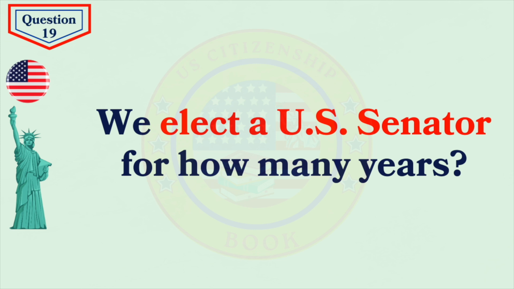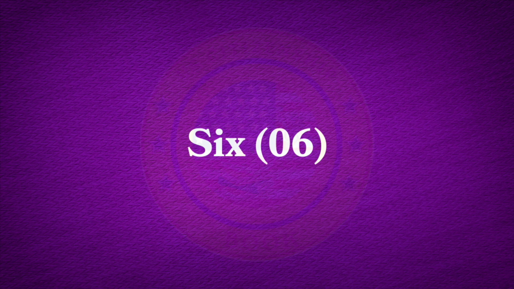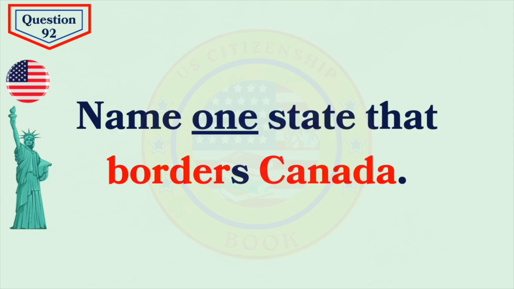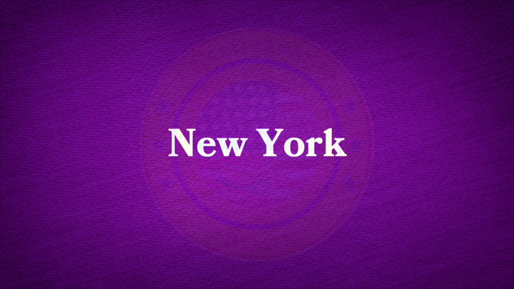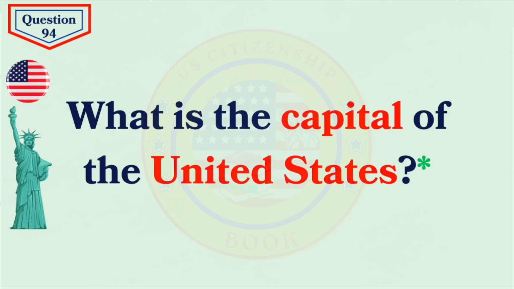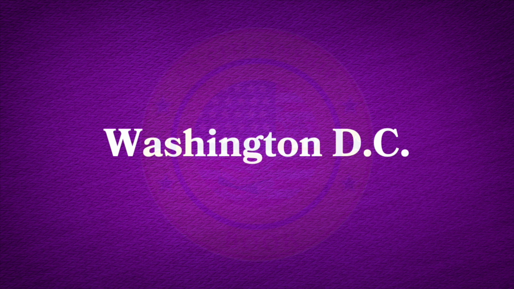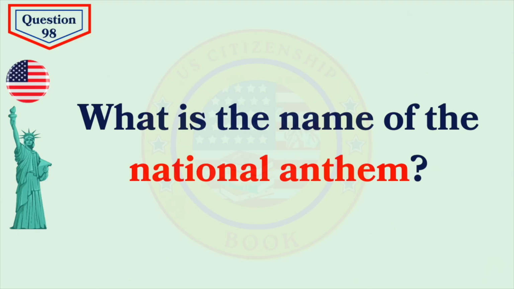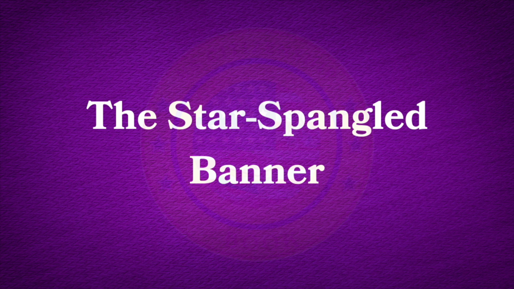We elect a U.S. Senator for how many years? 6. Name one state that borders Canada. New York. What is the capital of the United States? Washington, D.C. What is the name of the national anthem? The Star-Spangled Banner.